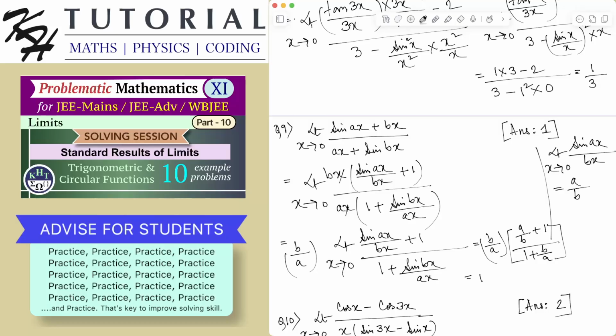So this is b by a. After simplification we get a plus b by b divided by a plus b by a. So this is a by b, which is equal to 1.